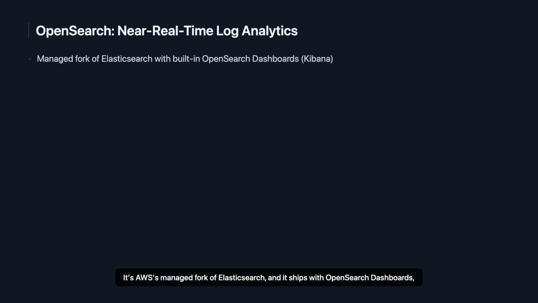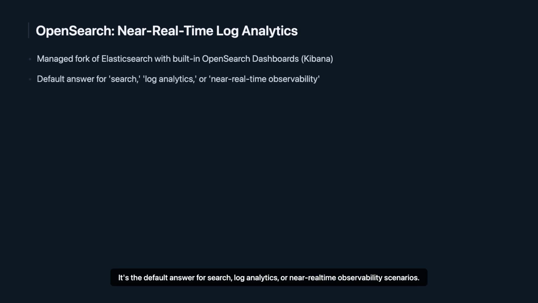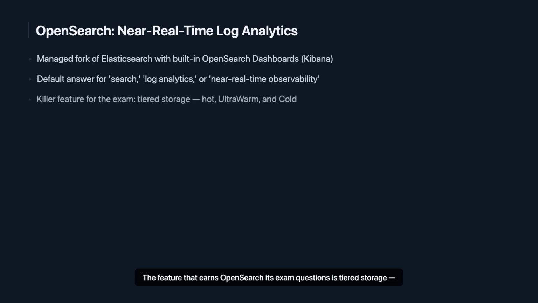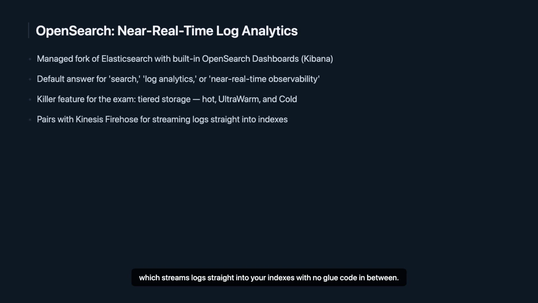It's Amazon Web Services' managed fork of Elasticsearch, and it ships with OpenSearch Dashboards, formerly known as Kibana, for visualization. It's the default answer for search, log analytics, or near real-time observability scenarios. The feature that earns OpenSearch its exam questions is tiered storage: hot, UltraWarm, and cold. It pairs naturally with Amazon Data Firehose, which streams logs straight into your indexes with no glue code in between.